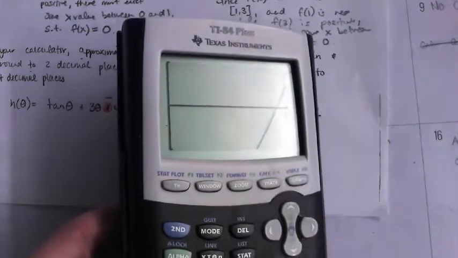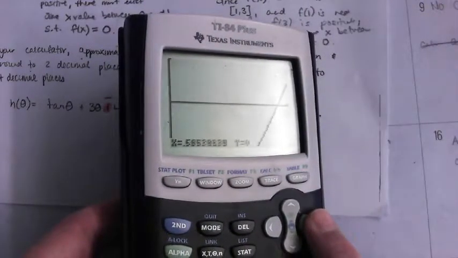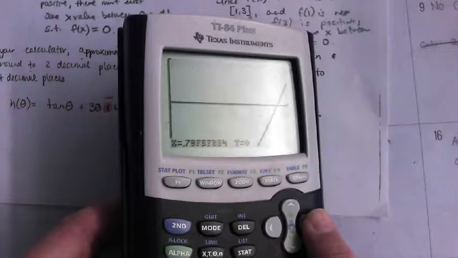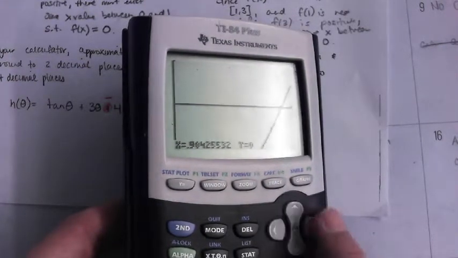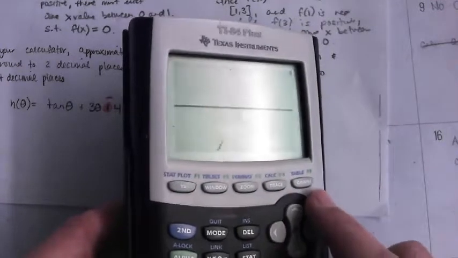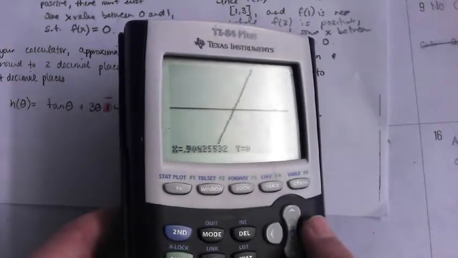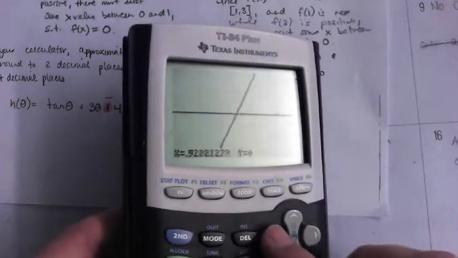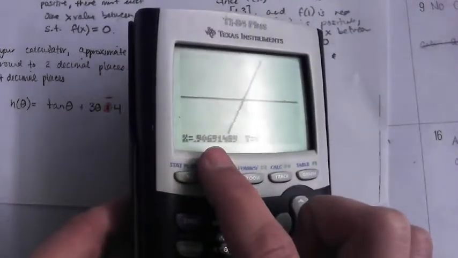So the first one, it wants you to zoom, and I'll zoom in, and I'm going to go over and zoom in there just one time, and then I'll just try to get over there and round it to the nearest 2 decimal places. So 0.91.